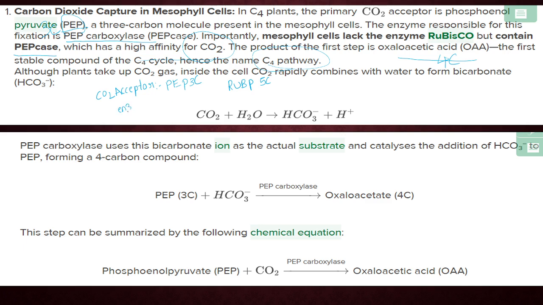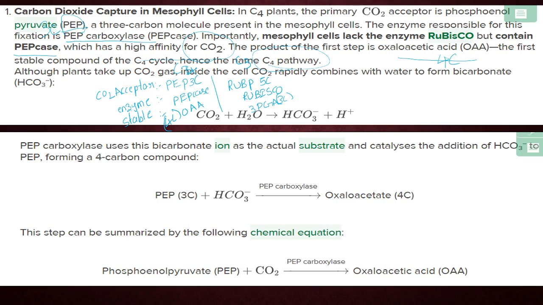Next, the enzyme involved is PEP case in C4, and here Rubisco in C3. Next, the first stable compound is oxaloacetic acid in C4, a 4 carbon containing compound. Here, 3-phosphoglyceric acid is the first stable compound, a 3 carbon containing compound. These are the differences of C4 and C3.